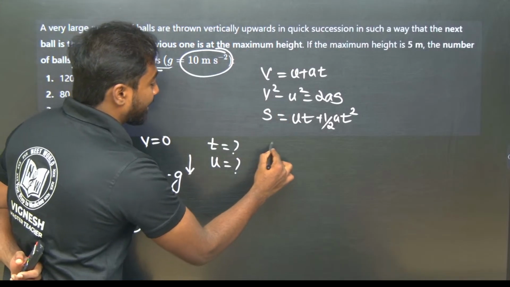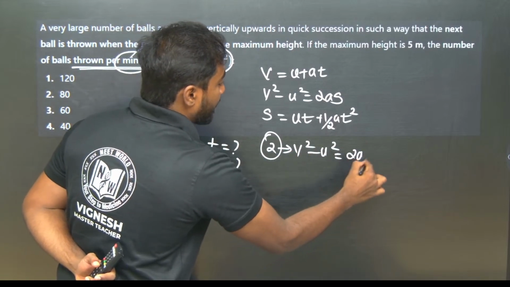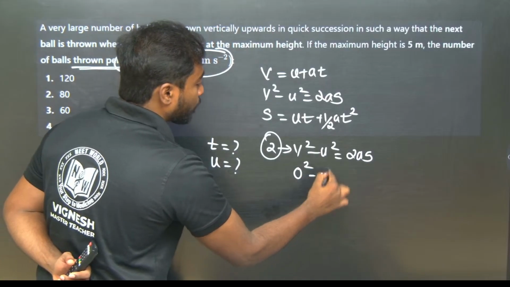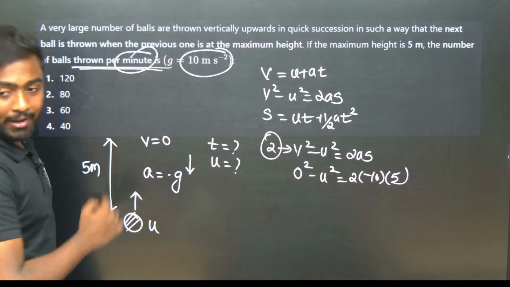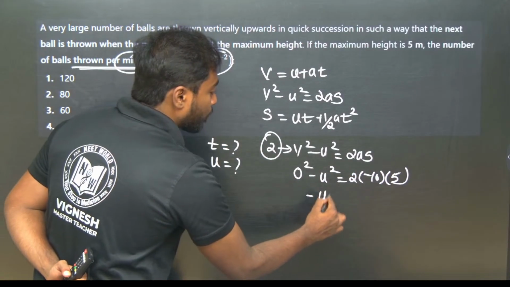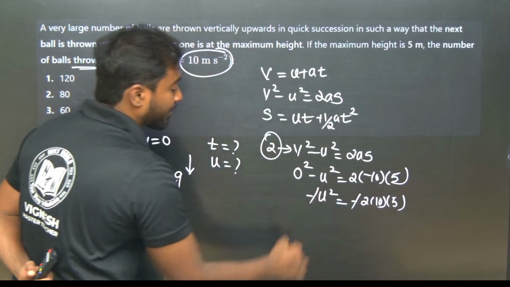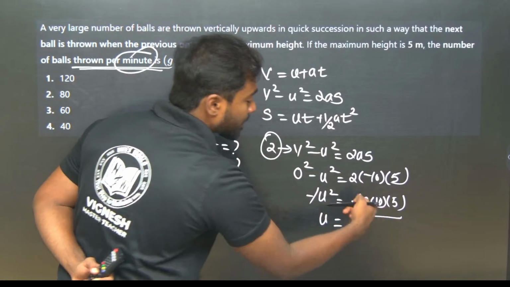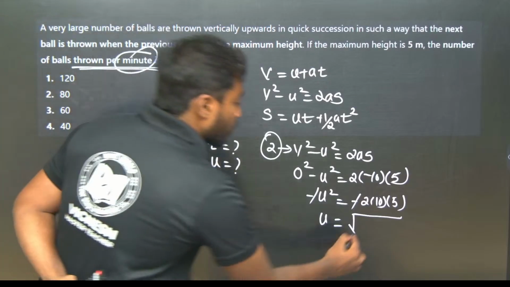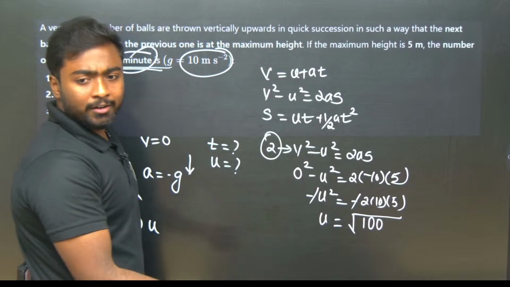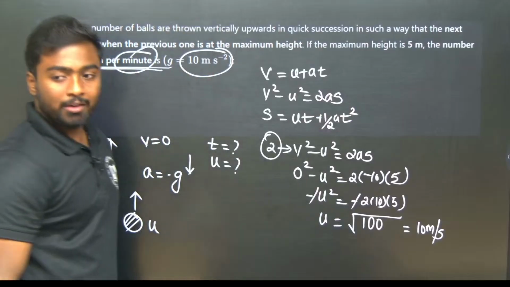So the second equation I will take. v square minus u square equals 2as, where 0 square minus u square equals 2 into minus 10 into height h, that is 5. So minus u square equals minus 2 into 10 into 5, minus minus get cancelled, u will be under root of, 2 into 5 is 10, 10 into 10 is 100. So under root of 100 is 10. So the initial velocity is 10 meter per second.